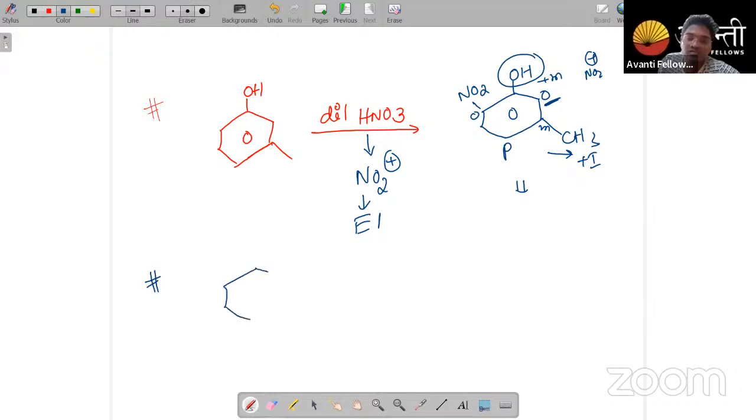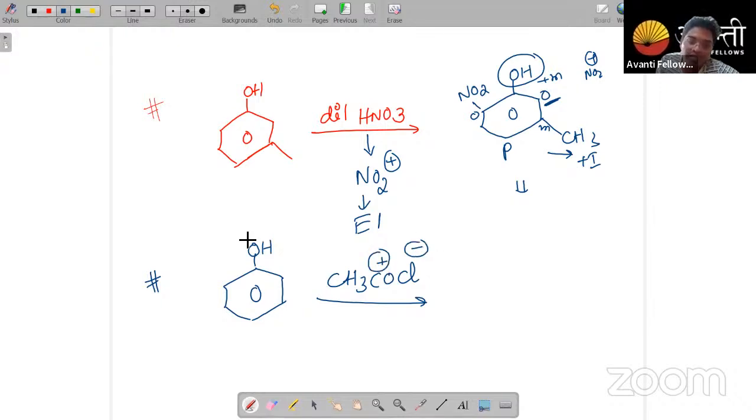And next, if you take phenol and methyl carbonyl chloride, which is also called CH3 C double bond O Cl, acyl chloride, what will happen in this case? You are going to get a positive charge here and a negative charge here. Same story as before. So you just need to keep O here, and from here C double bond O CH3 will attack here.